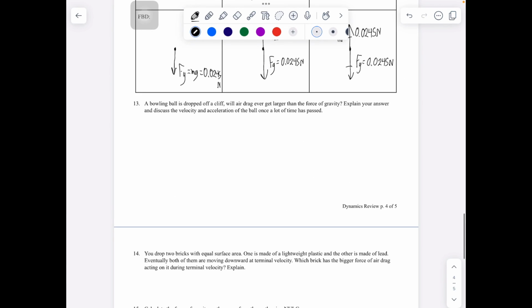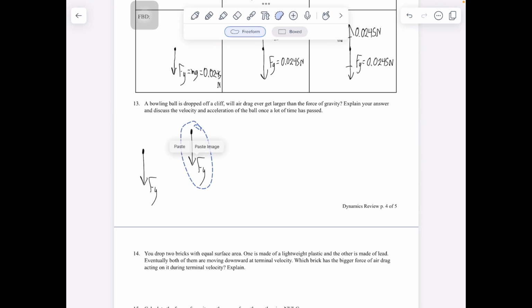And number 13, a bowling ball is dropped off a cliff. Will air drag ever get larger than the force of gravity? Explain your answer and discuss the velocity and acceleration of the ball once a lot of time has passed. No. You drop your bowling ball. It starts off. The only force acting is the force of gravity. It's accelerating downward.